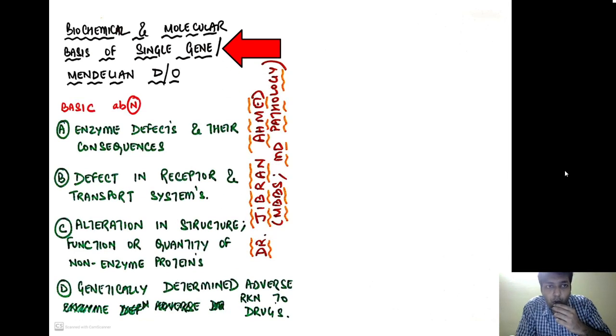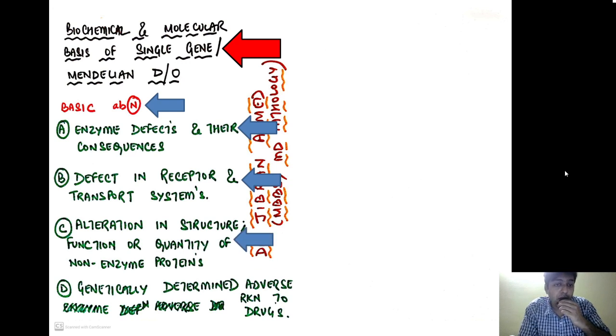So we are going to understand what is the basic abnormality behind all the Mendelian disorders that we had seen in the previous lecture. So what is the basic abnormality? Either there can be any enzyme defect, along with the consequences, or there can be a defect at the level of the receptor and the transport system.